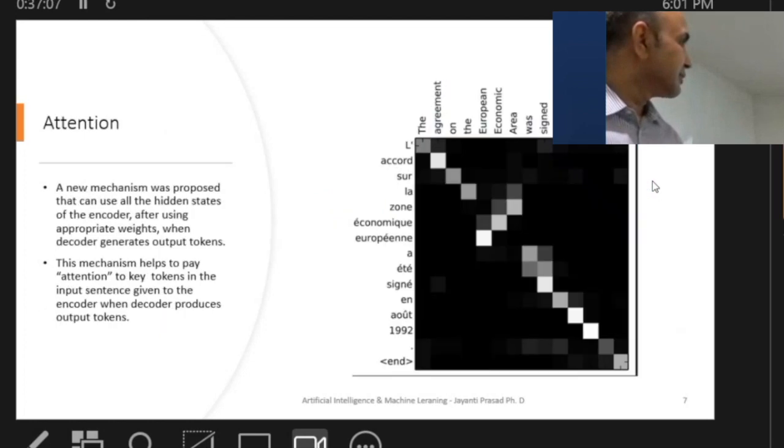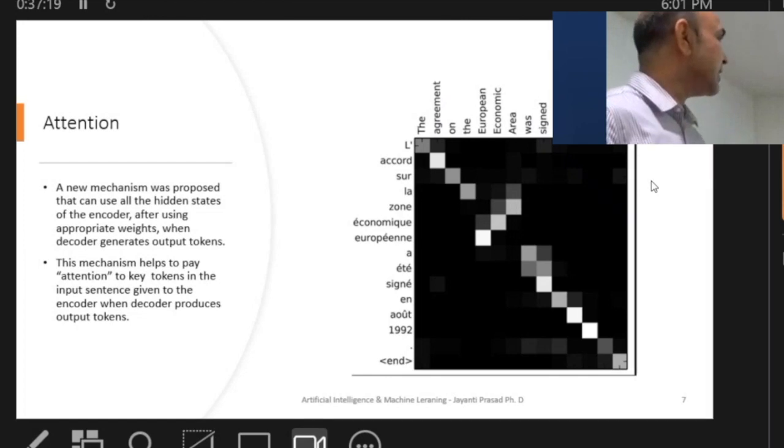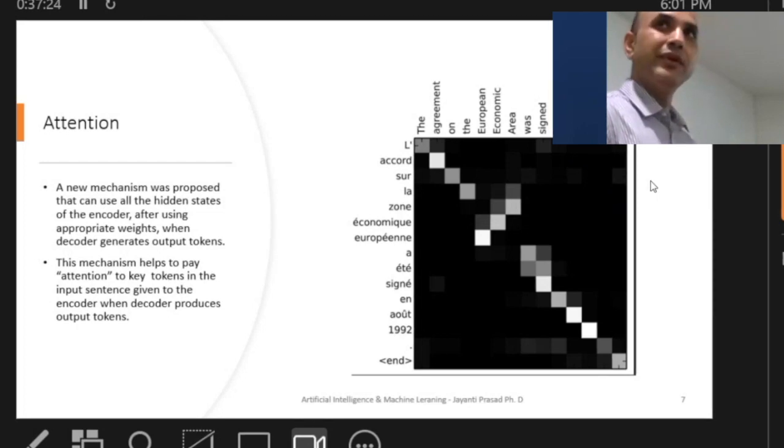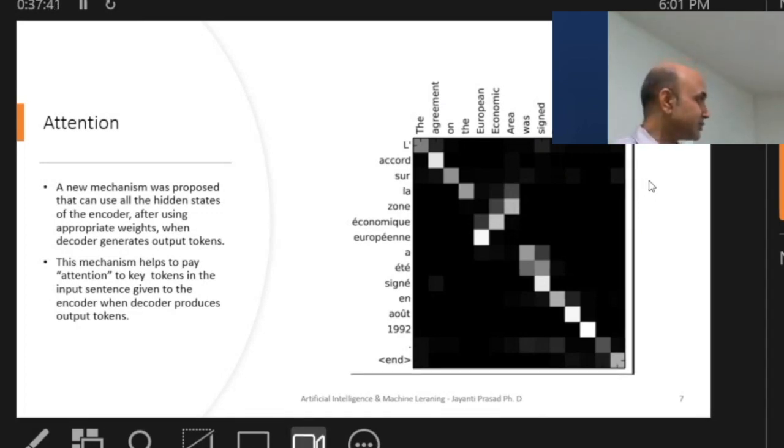Okay, this bottleneck. Look here at the example on the right, there is a picture and there are words in two different languages. It's a translation. The bright white areas are the higher values. For example, when the decoder is producing 1992, it is very much dependent on the 1992 in the input. So when 1992 is produced, there should be more focus on 1992 in the input.